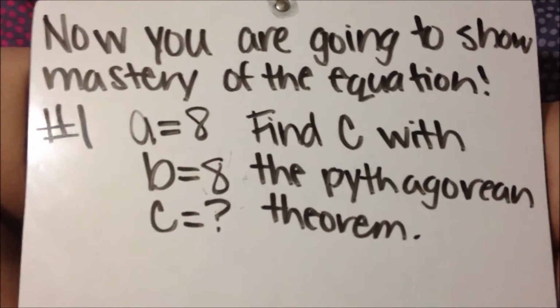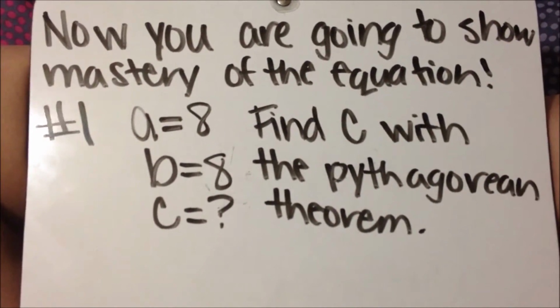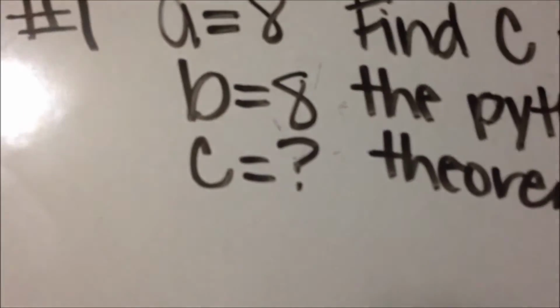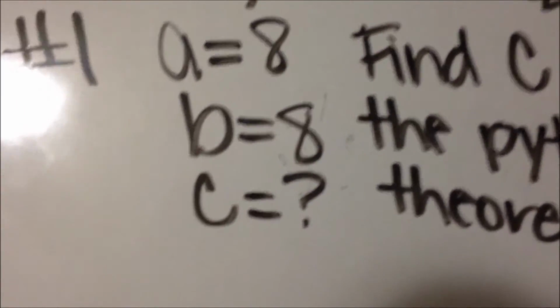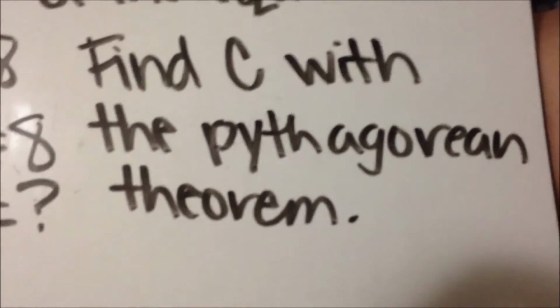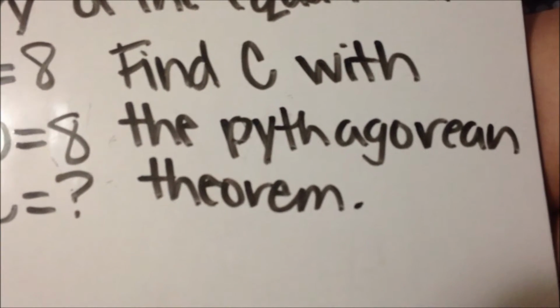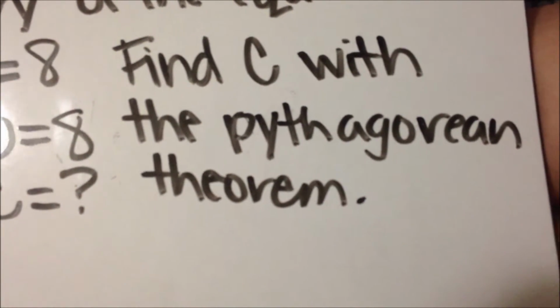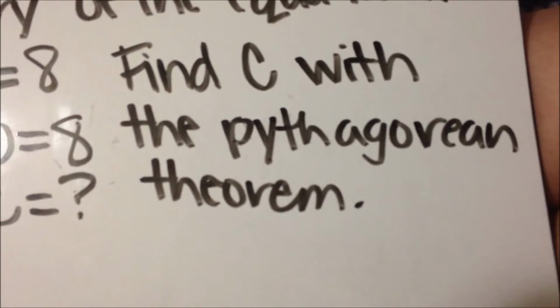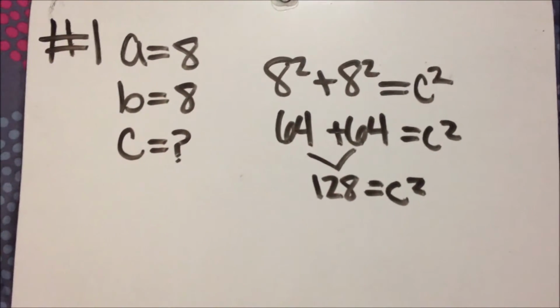Now you're going to show mastery of the equation. You will start with a test problem, where a equals 8, b is equal to 8, but c is an unknown variable. You are going to find c using the Pythagorean theorem. You now have time to work on the problem, and we will soon come together to talk about it as a class.